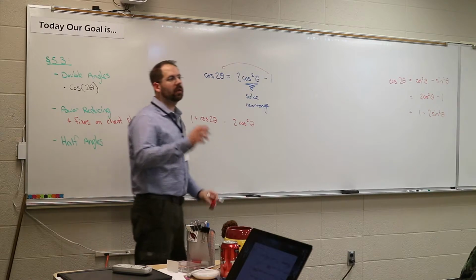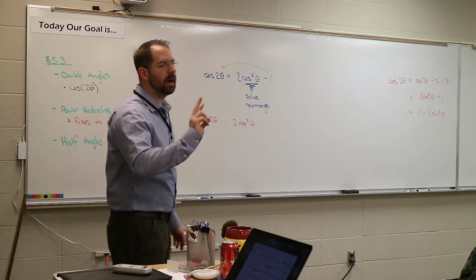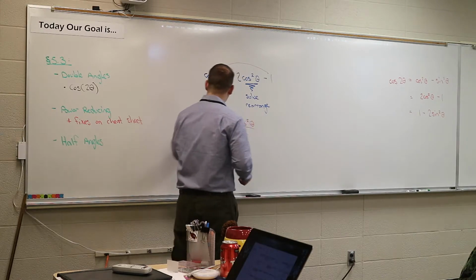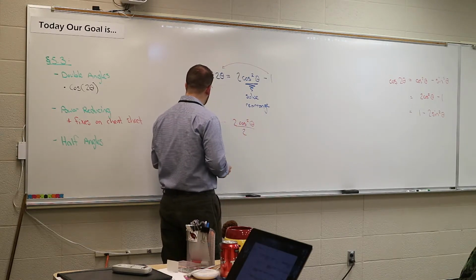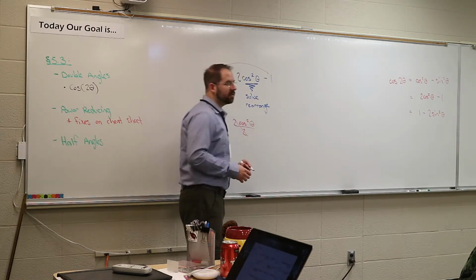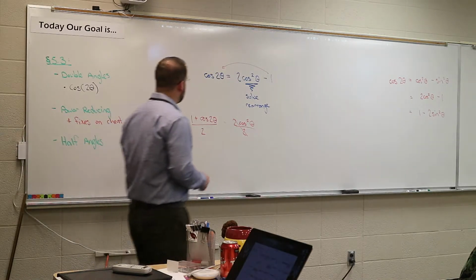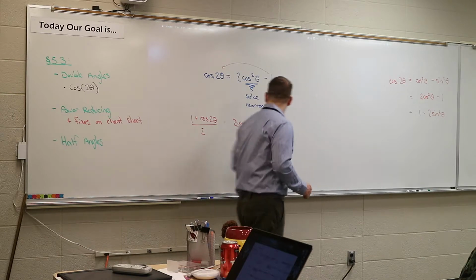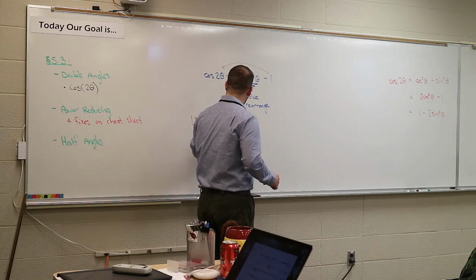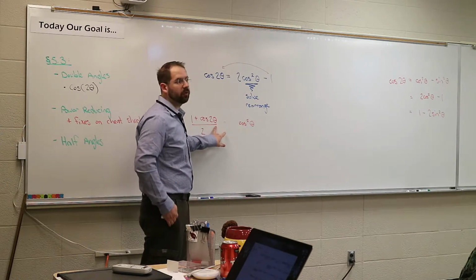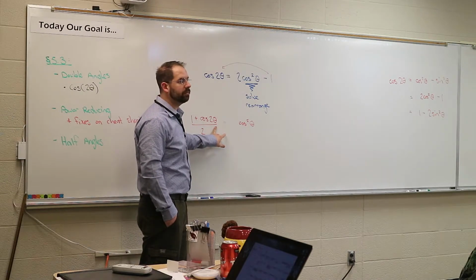Now, how do I get rid of that 2? Divide by 2. The 2's cancel. Let me move on. Now we got cosine squared theta equals 1 plus cosine 2 theta over 2. This part right here, what you're looking at, is the power reducing formula that we have correctly labeled on our property sheet.